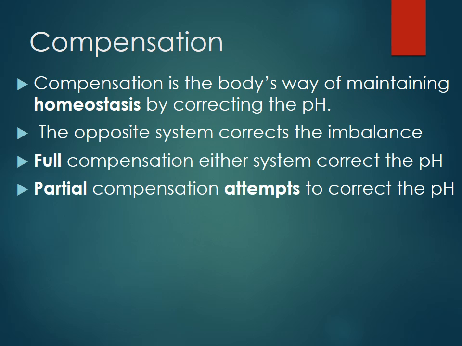So metabolic acidosis is going to be a decrease in pH and a decrease in bicarb. And our way of getting rid of this acid state, because remember, bicarb is basic, is to have the body hyperventilate to get rid of some of that.